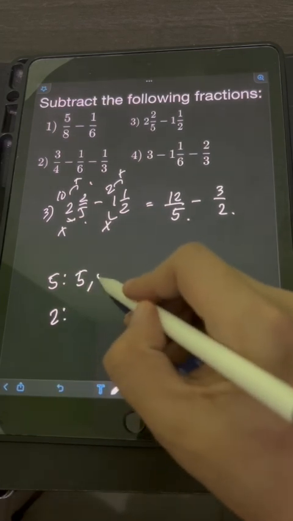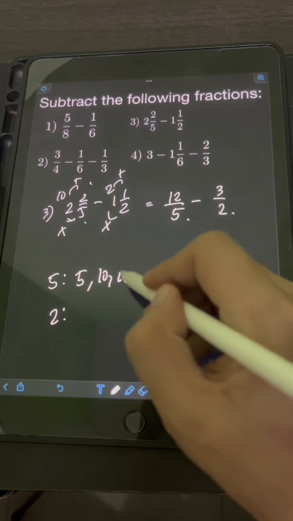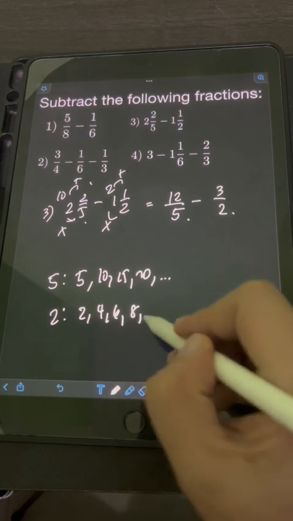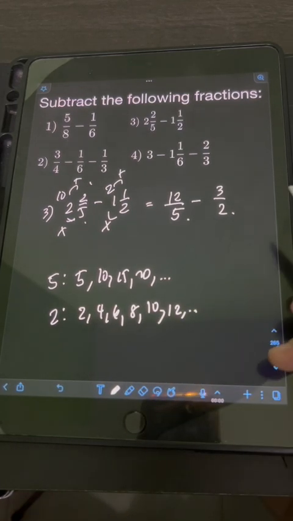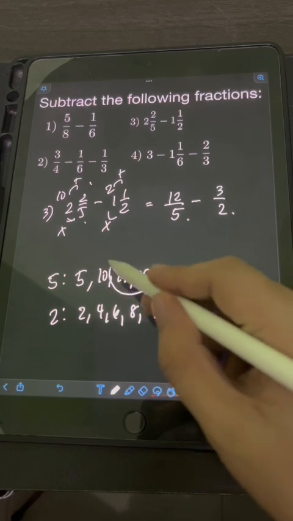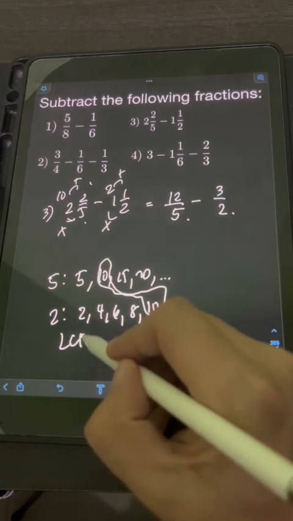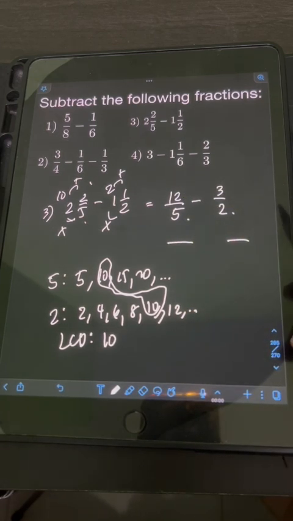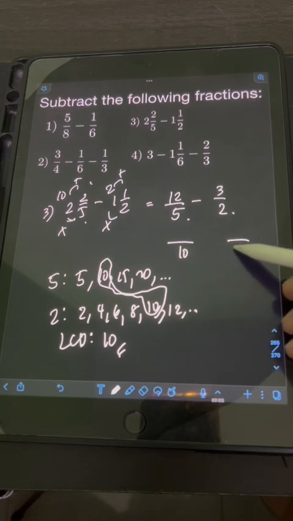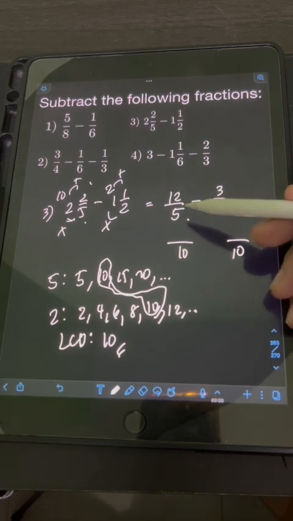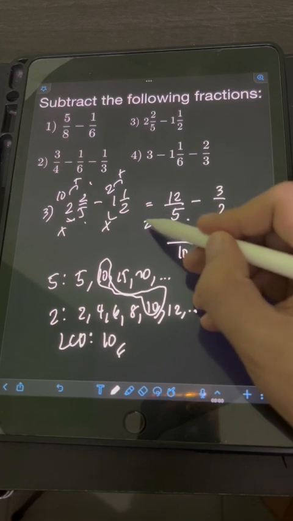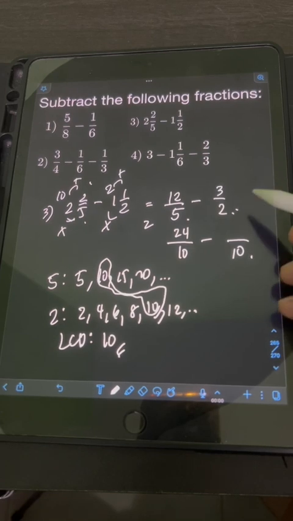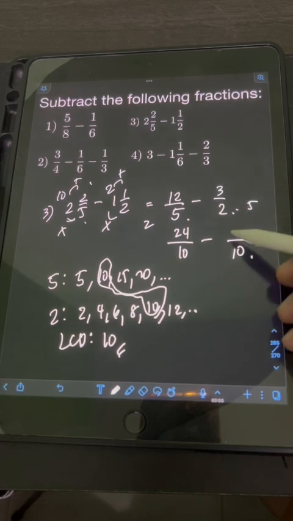The multiples of 5 are 5, 10, 15, 20, and so on. Multiples of 2, we have 2, 4, 6, 8, 10, 12, and so on. So the first common multiple that appears is obviously 10. So the LCD of 5 and 2 is 10. We transform these two fractions into similar fractions having the new denominator of 10. For 12 fifths first, 10 divided by 5, that's 2. Then 2 times 12, 24. Minus, for 3 halves, 10 divided by 2, it's 5. Times the numerator 3, 15.